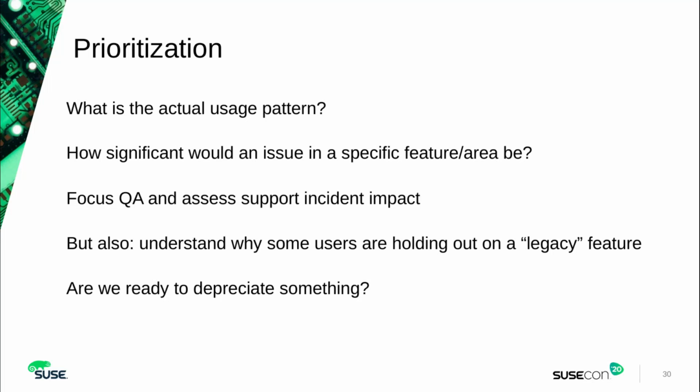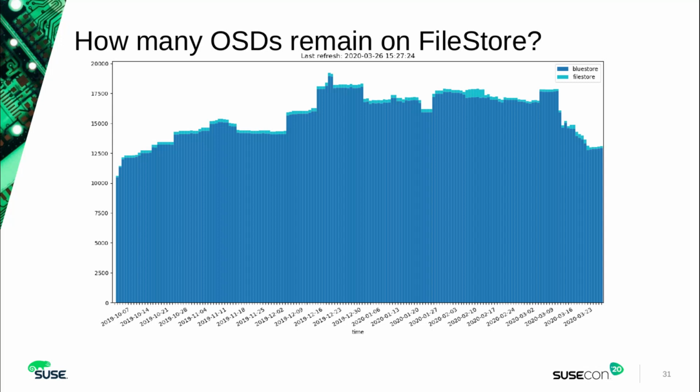This allows us to focus quality assurance, improve support incident assessment, and also hopefully allow us to see why users are holding out on features that we consider legacy. That's really important because sometimes we would like to de-emphasize, deprecate functionality because something better is available, but to be able to do this reliably, we need to understand whether there is still a significant base of users using a deprecated feature.